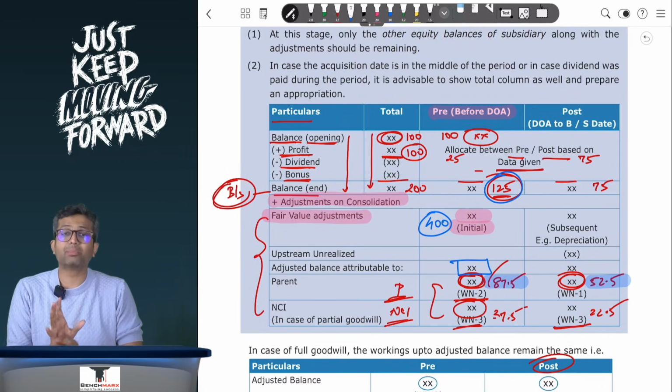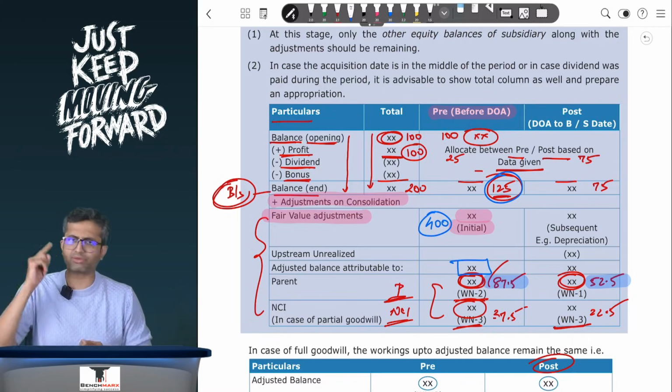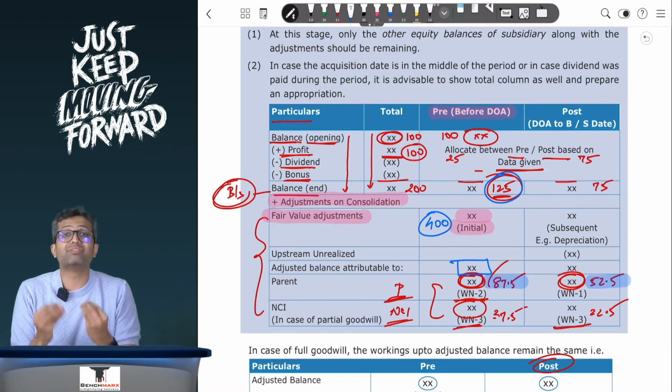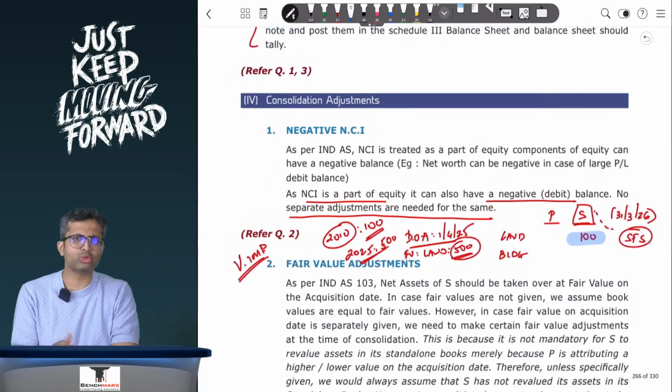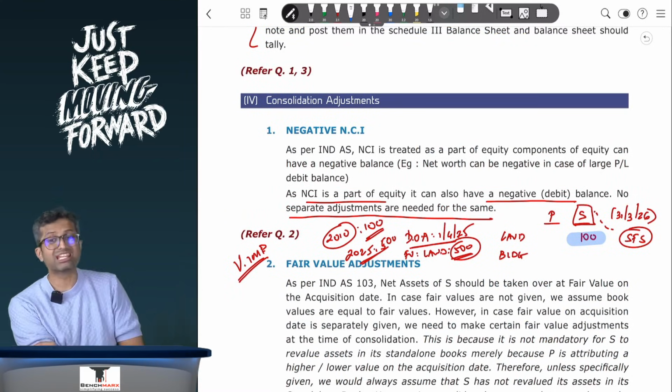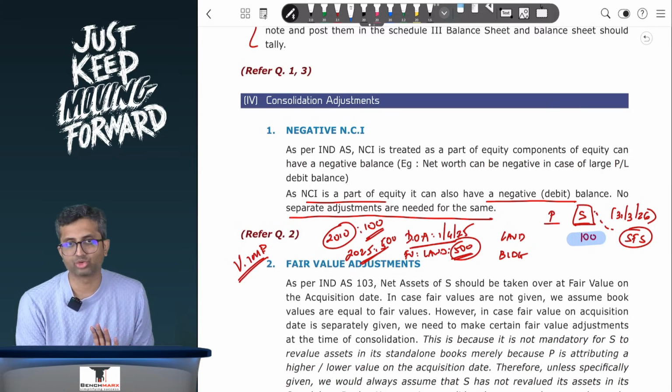But you will have to remember that if there is any asset, whether it is land, building, machinery, or inventory, on the acquisition date, if its fair value is different as compared to its book value, you will have to do a fair value adjustment. If it is an increase in the value, you will debit the asset, credit the pre-acquisition reserves. If it is a decrease in the asset's value, you will credit the asset and debit the pre-acquisition balance.